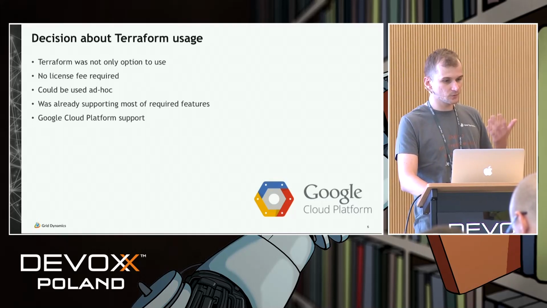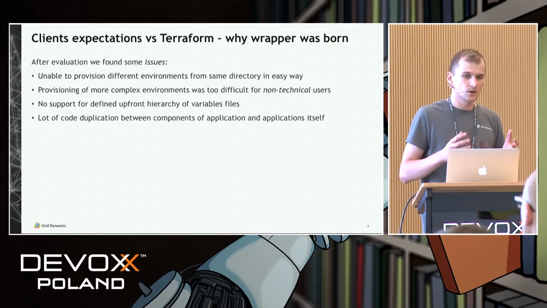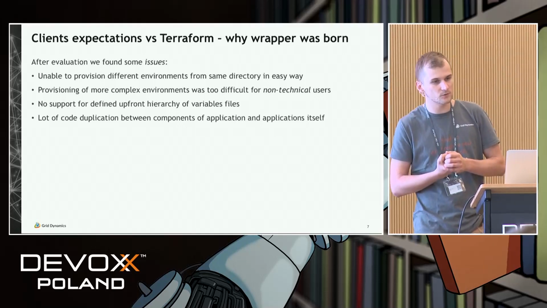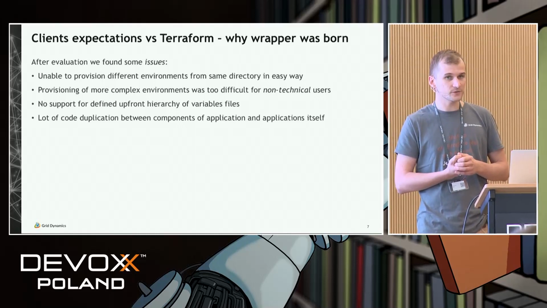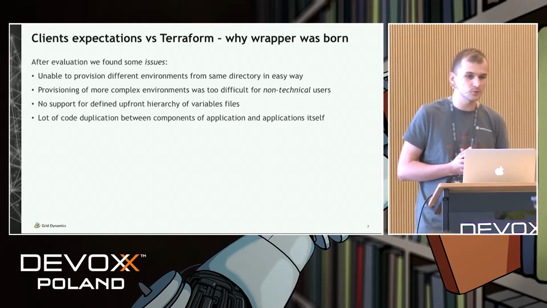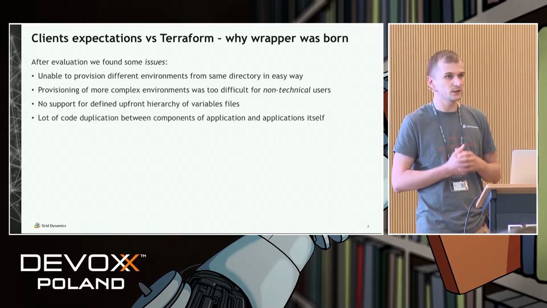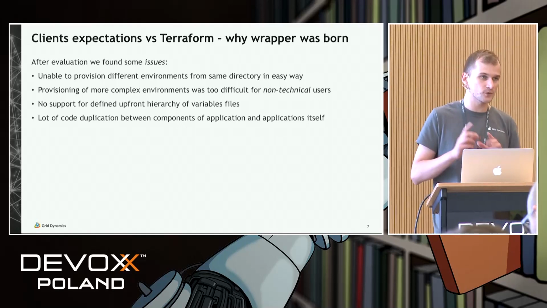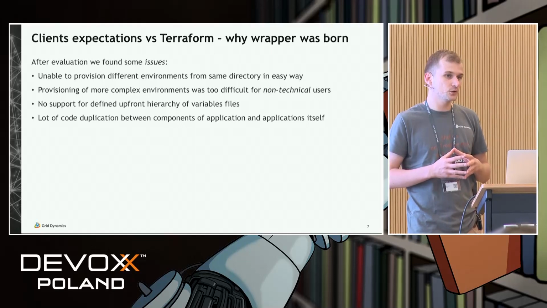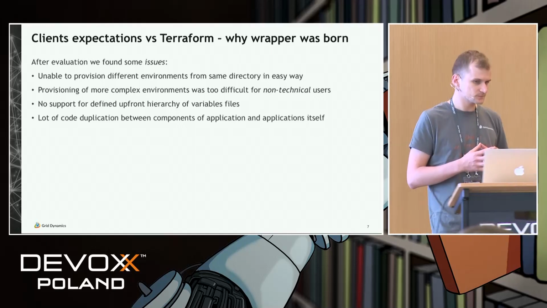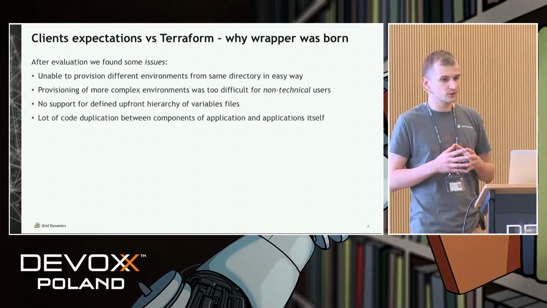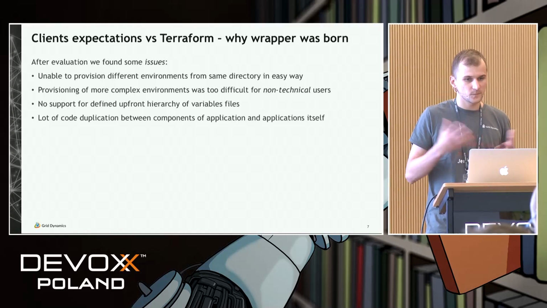Okay, we took the decision, we know the client requirements, so now we have the client's expectations versus Terraform and the reason why we even thought about creating a wrapper for Terraform. After evaluation, we found some issues. One of them was that our client was unable to provision different environments from the same directory in an easy way. And the easy way is very important here, because of course you can deploy more than one environment from one Terraform directory. However, you need to specify an extra argument for the Terraform command. I think it was the state file argument. But this is not considered an easy way. So that was one thing.